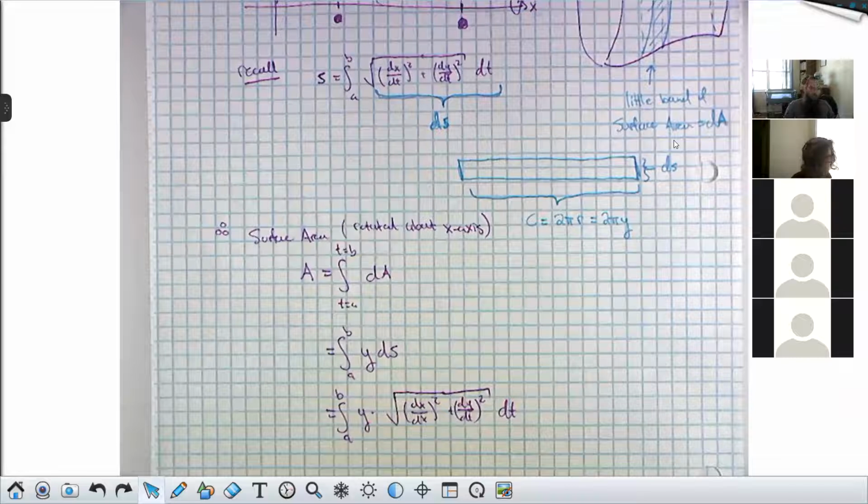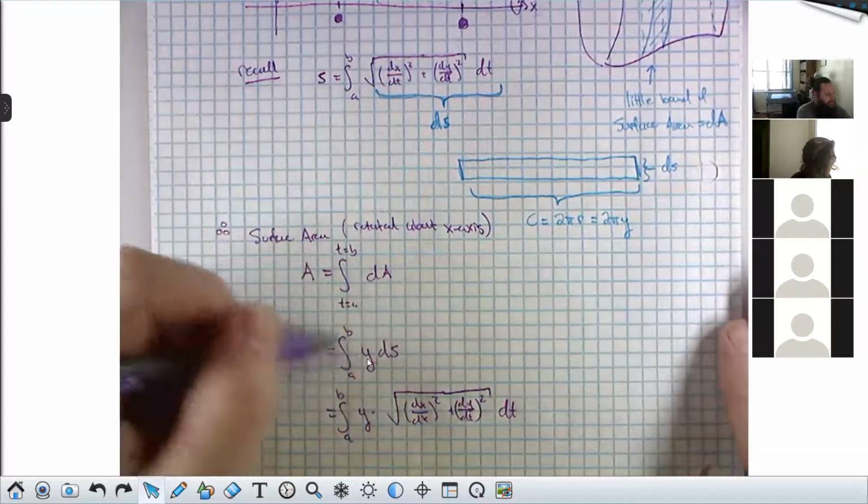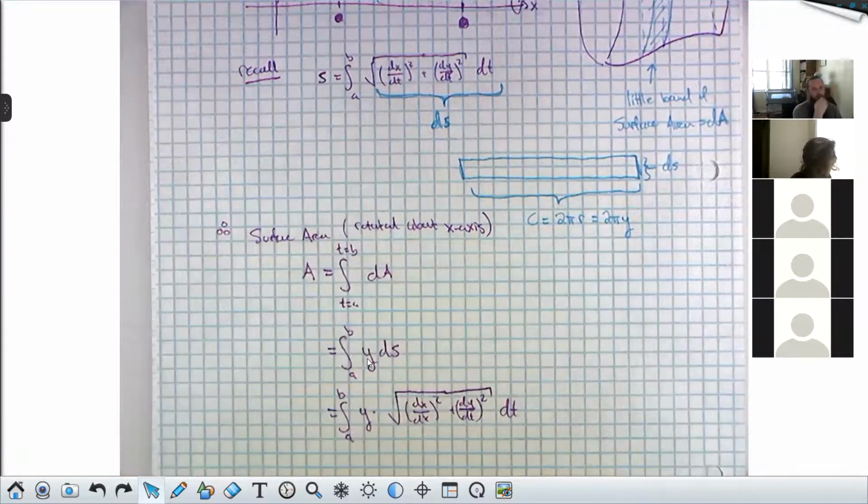And if you wanted to rotate about the y-axis instead, you can draw the picture and think about it that way. Your ds would be the same, but instead of y, your radius would be x. So this is how I encourage you to remember it, as y times ds or x times ds. I'll summarize these formulas on the next page.